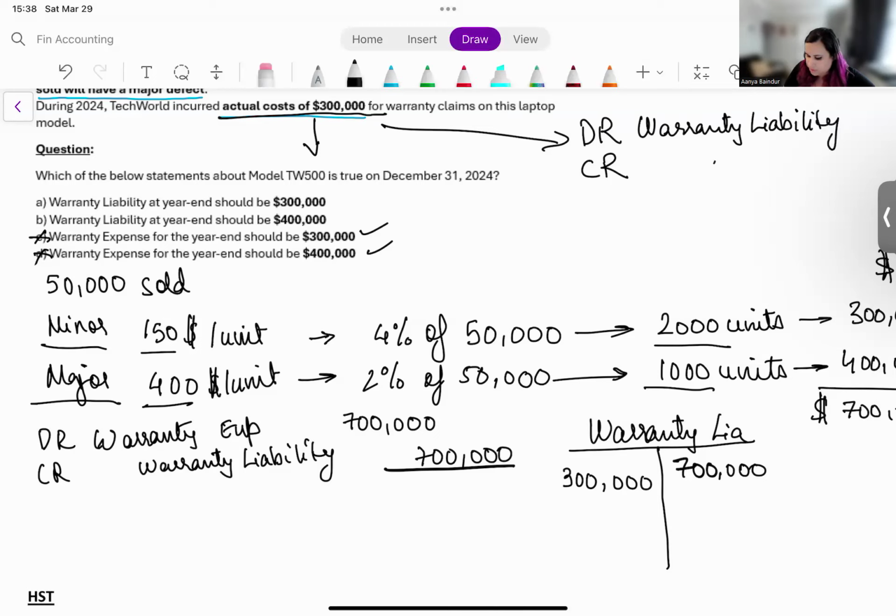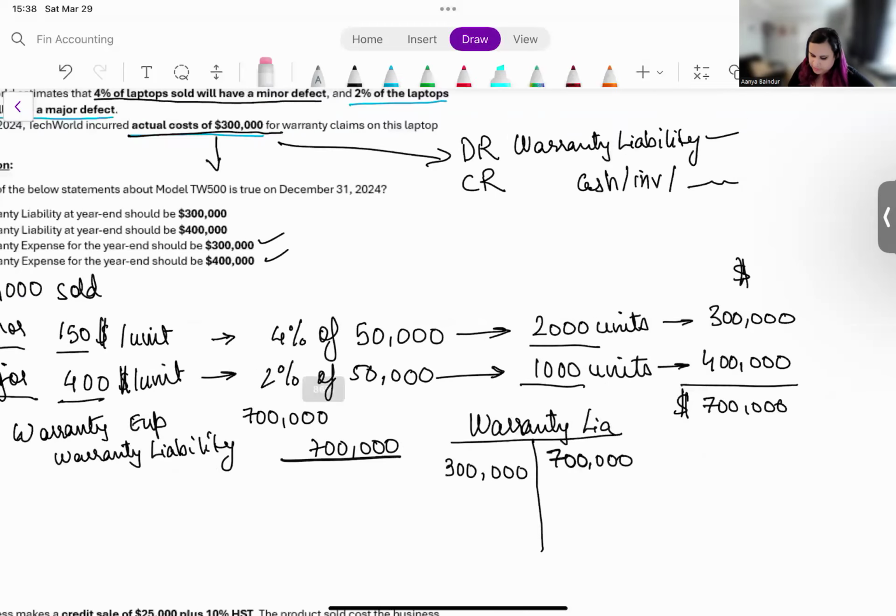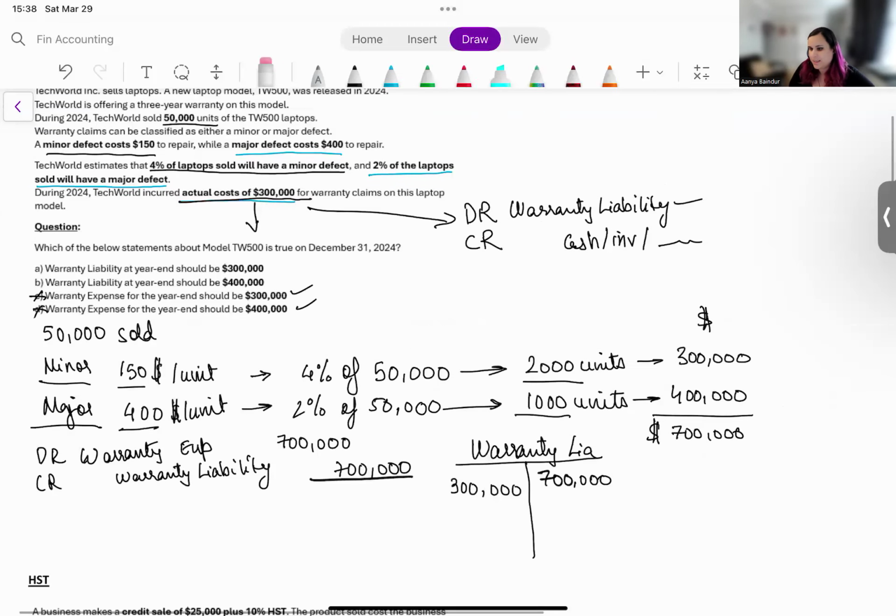And the credit would have been to cash or inventory or some other thing that, if the question tells you, you'll know. And that's why you can see we debited out this amount. So the moment we make a sale, we immediately set up a warranty liability account and incur the expense right away. And then gradually, as people bring in stuff for repairs, we'll keep debiting those items out from here.